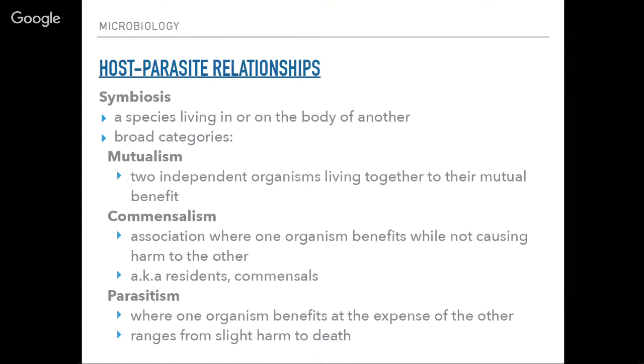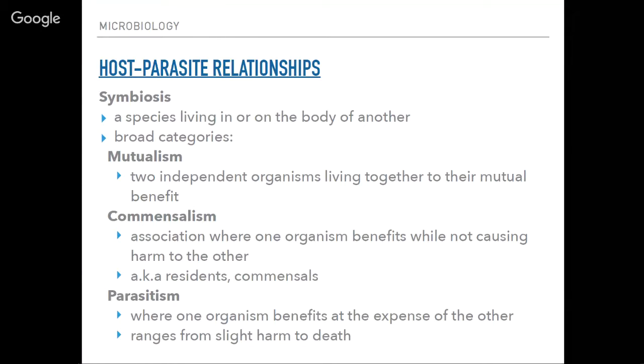Contents. All right. Host-parasite relationships. Here are some definitions. Symbiosis basically means when one organism lives in or on another organism. Mutualism is when they both benefit. Commensalism is when one benefits whilst the other gets nothing. And then parasitism is when one benefits while the other one is harmed.